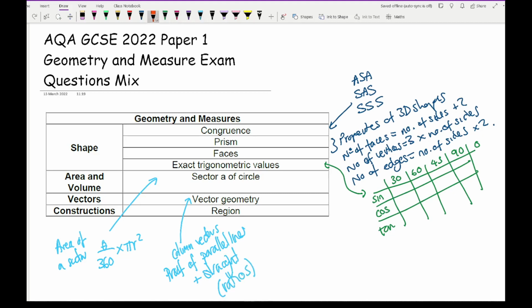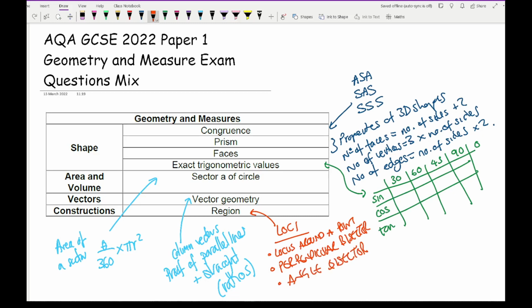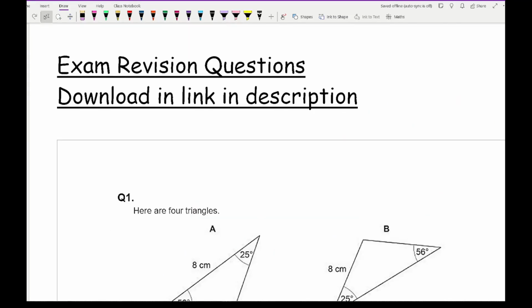Now when it comes to regions, this is looking at loci. So this is where you're looking at locus points around a point, you're looking at a perpendicular bisector between 2 points, and you're looking at angle bisectors. But generally speaking, when you're dealing with regions, it's basically loci problems. So now let's have a look at some exam revision questions.